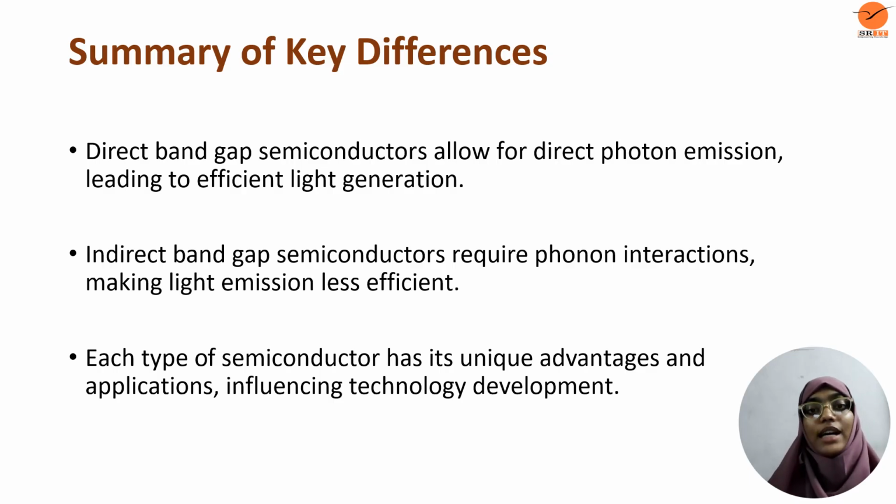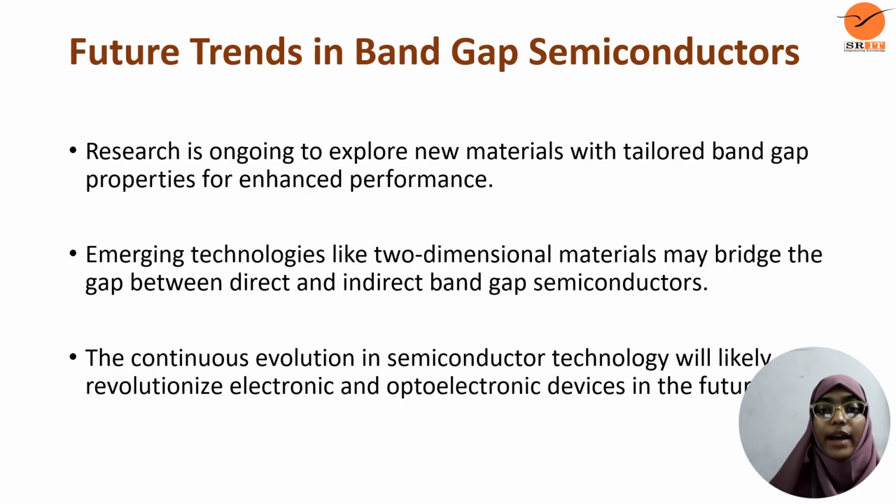Each type of semiconductor has its unique advantages and applications, influencing technology development, which we have seen in our previous slides. And the future trends in band gap semiconductors are that research is going to explore new materials with tailored band gap properties for enhanced performance. Technologies like two-dimensional materials may bridge the gap between direct and indirect band gap semiconductors. And semiconductor technology will likely revolutionize electronic and optoelectronic devices in future.